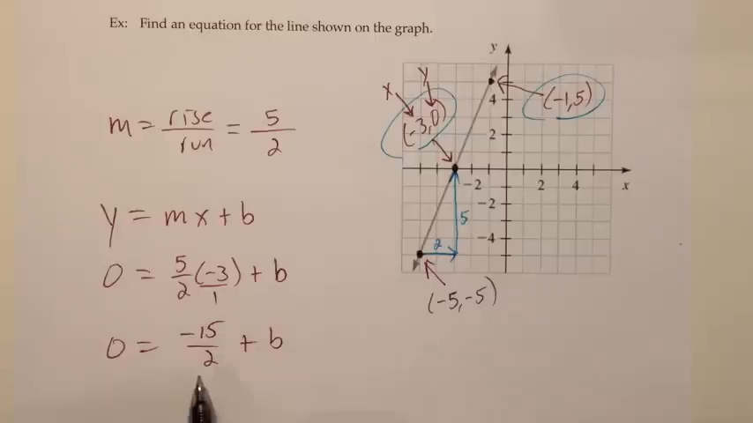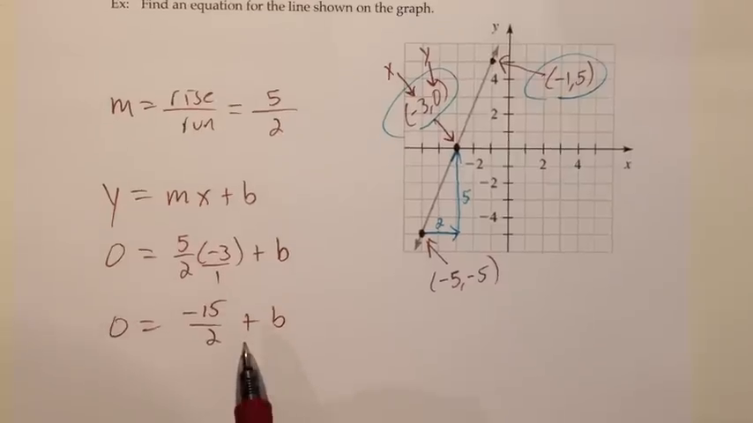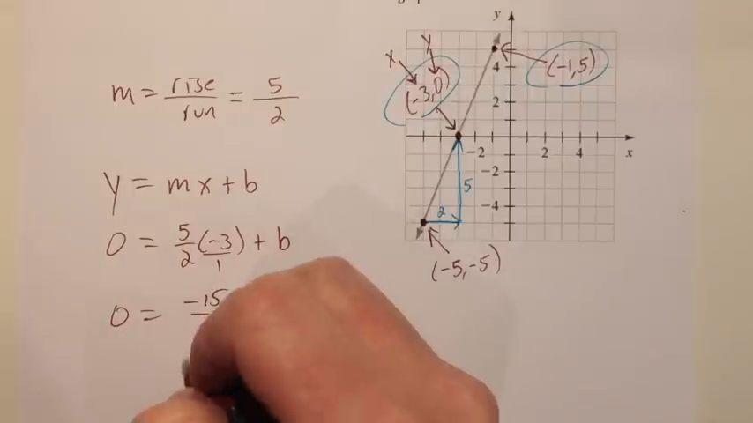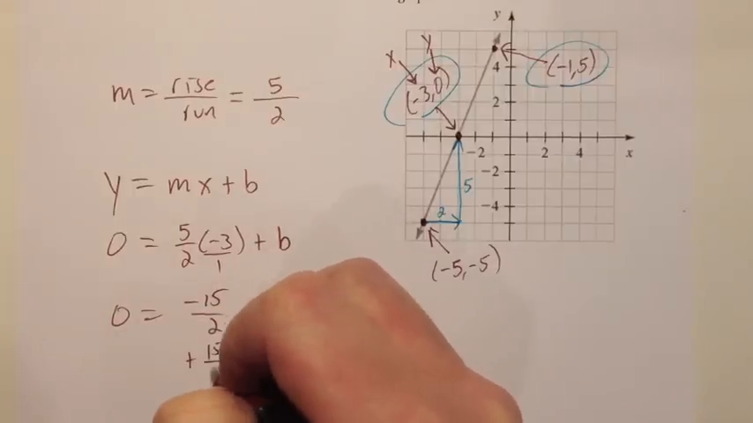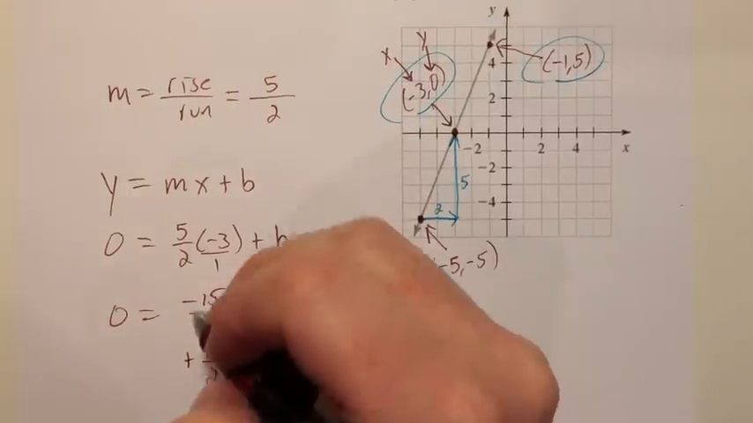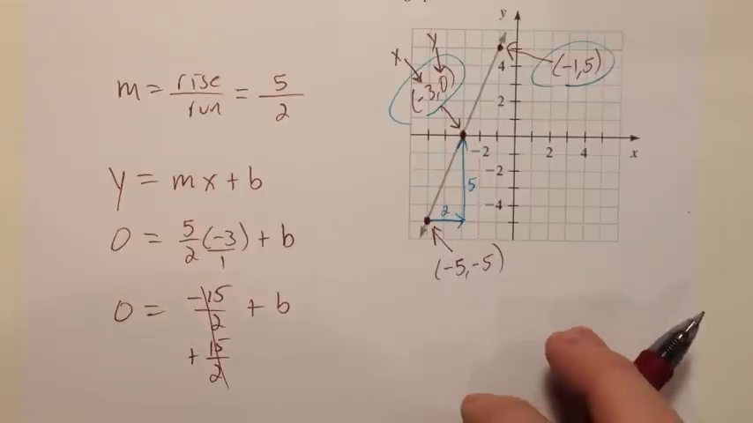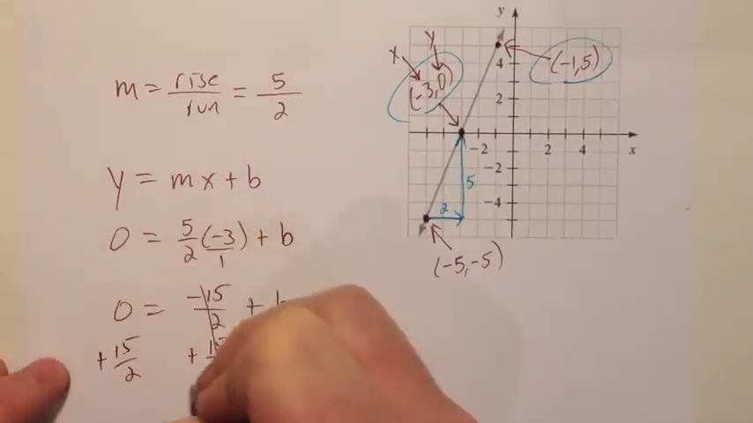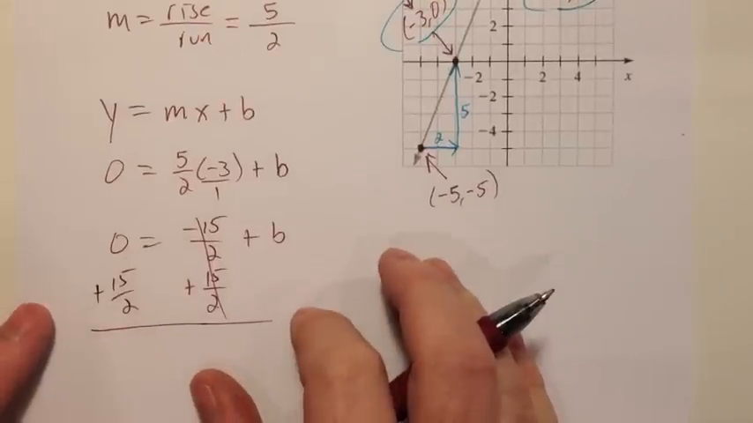Now last time I had one like this, I multiplied through to get rid of the fractions. This time, I don't think that's really necessary. I did it last time because I didn't want to have to add the two fractions and get a common denominator, but here I'm adding to 0, which is easy to do with any number. If I add 15 halves to both sides, that'll cancel over here on the left. And when I add 15 halves to 0, I'm just going to end up with 15 halves.